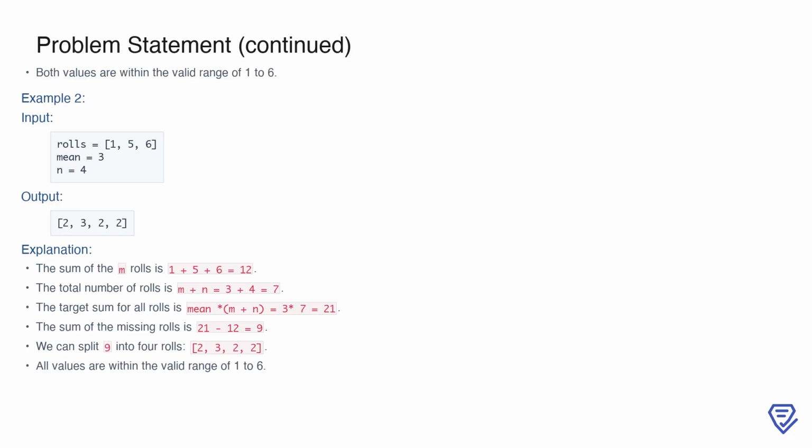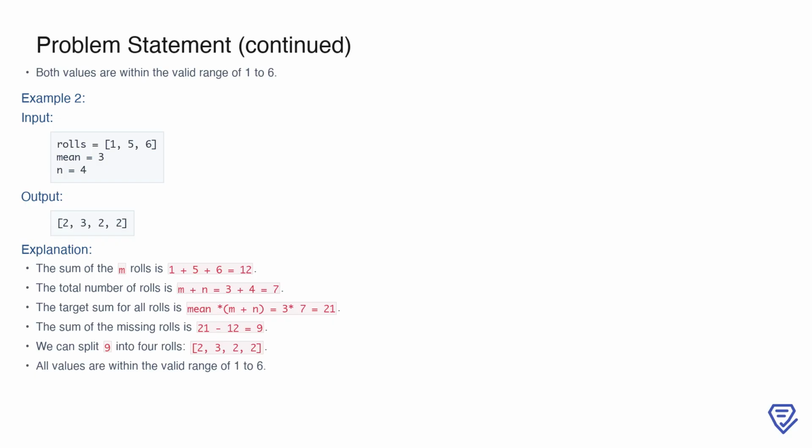Building on the concept, let's examine another example. Here, rolls is [1, 5, 6], the mean is 3, and n is 4. The sum of the given rolls is 1 + 5 + 6 = 12, and the total number of rolls is m + n = 3 + 4 = 7.